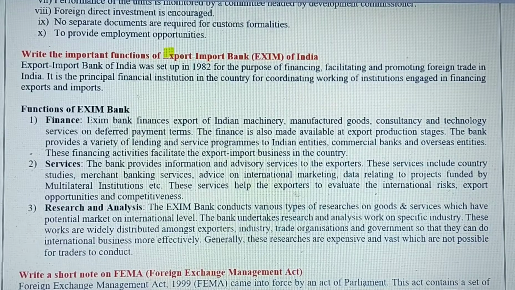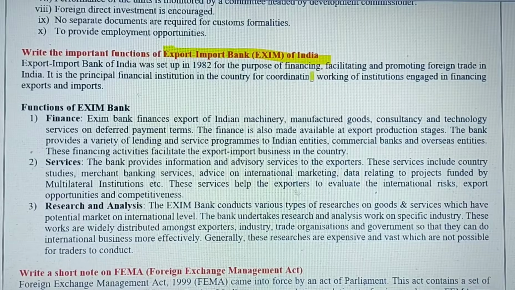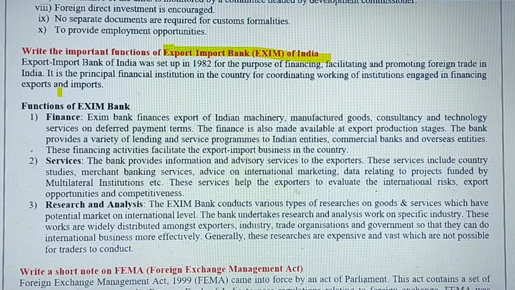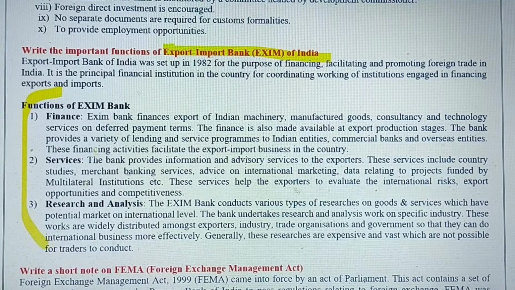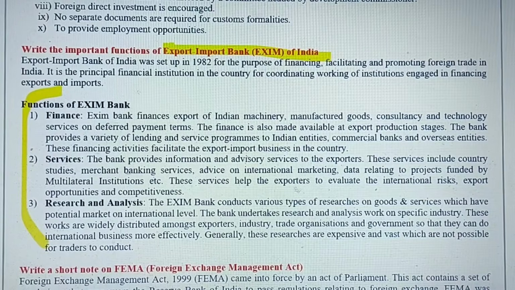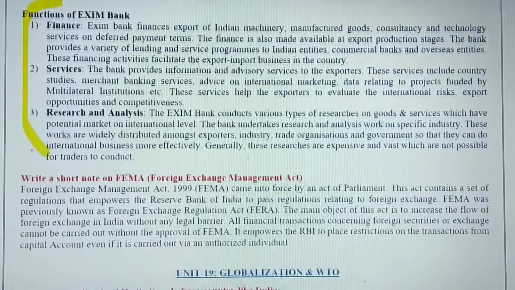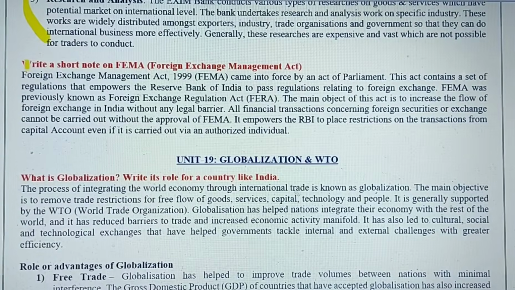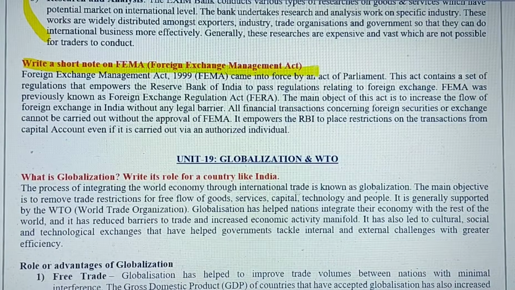The next is from Exim, Export Import Bank of India. You can get a short note on this, or maybe a question of 10 marks, and they will ask you to write the different important functions of Exim Bank. You can get a short note on FEMA, Foreign Exchange Management Act in India.